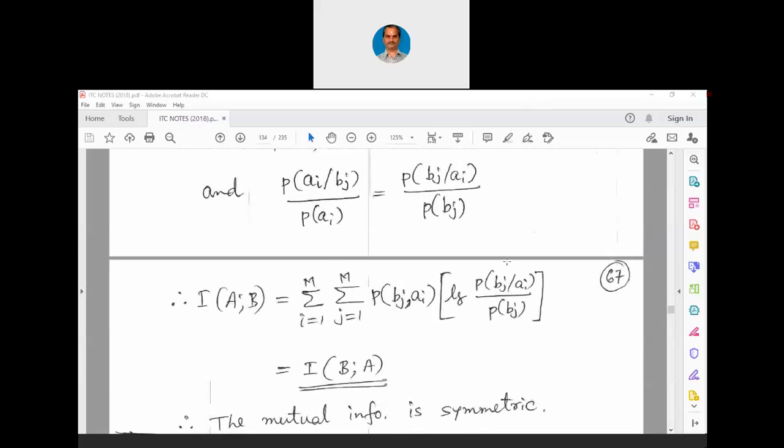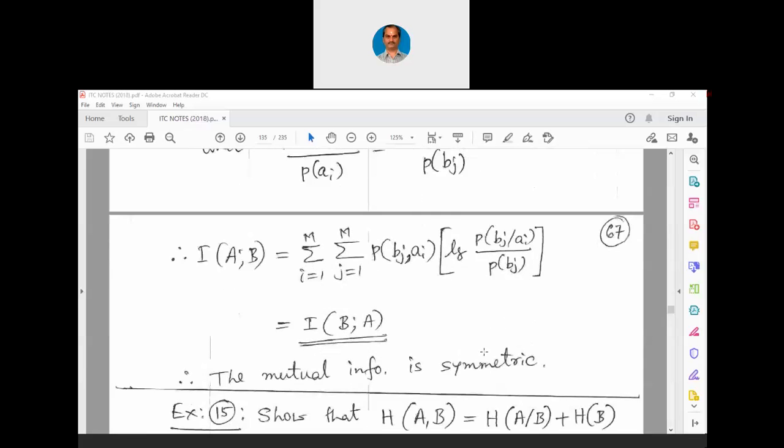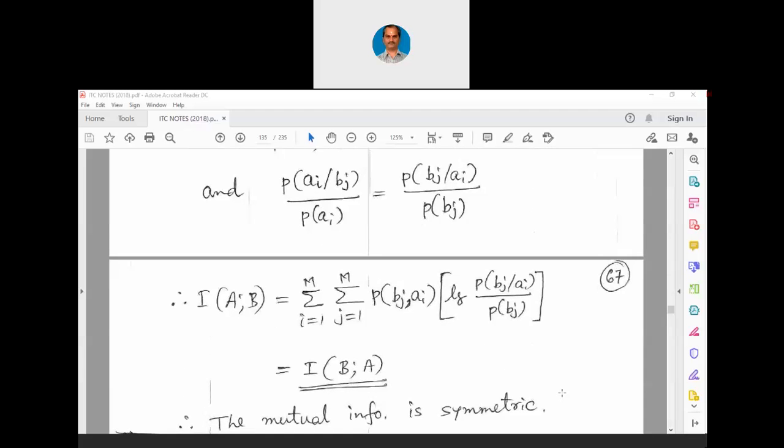So we can write it as I of A semicolon B equals summation of i equals 1 to M and summation of j equals 1 to M, P of Bj comma Ai into log of P of Bj given Ai divided by P of Bj. We are replacing those terms with these terms now. This is nothing but I of B semicolon A, which simply means the mutual information is symmetric. I of A semicolon B is equal to I of B semicolon A. Mutual information is symmetric. This we have mathematically proven.